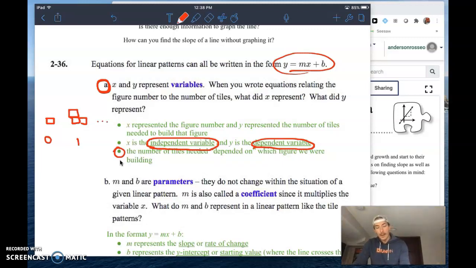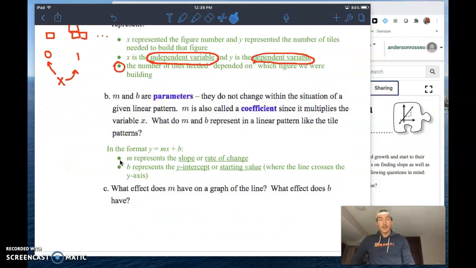Well, remember, x was the figure number, right? X represented that figure number, and y represented the total number of tiles. So this would have had 1 total tile in it, and this would have had 3 total tiles in it. These would have been our y's, right? And y would have depended on what x was, right? Because y wasn't the same if I was talking about figure 1 or figure 10, and so on and so forth. M and b, the slope and the intercept, those are going to be parameters.